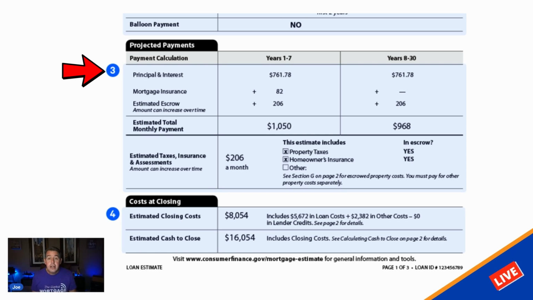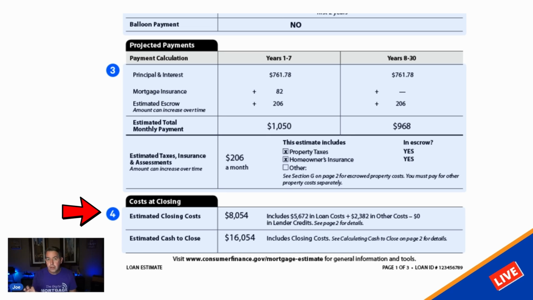Section 3, you will see that included. You'll see the mortgage insurance of $82 and now the estimated escrow of $206. That is estimated in there. And then you see in the next section, the total payment going down from $1,050 to $968. That's because the mortgage insurance dropped off because it's figuring out how much you've paid down on the mortgage. So the next section down, you'll see, is this escrowed in? Yes, you see it checked there, and it is in escrow. So those are escrowed into your payment. So now you know what your payment looks like.